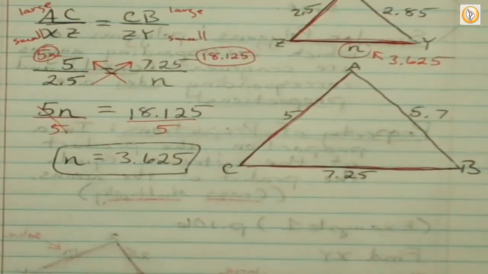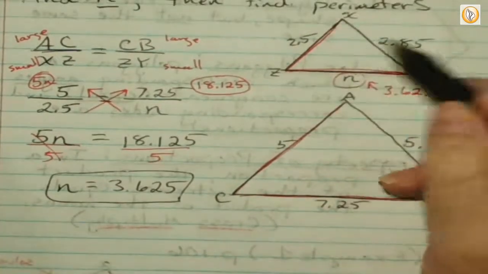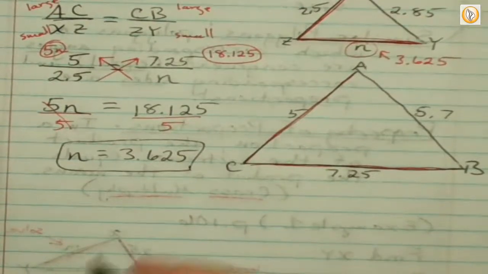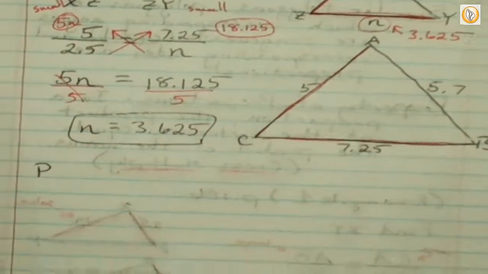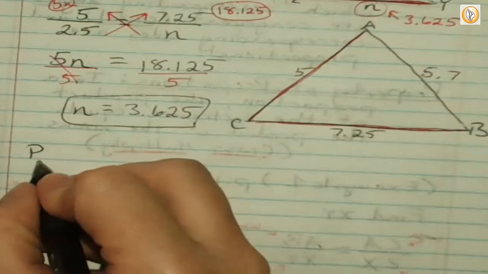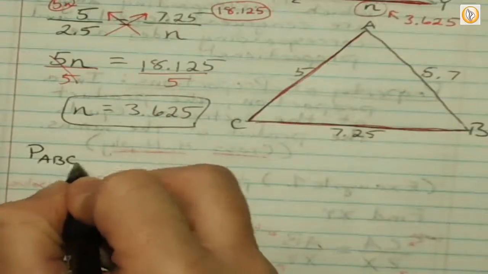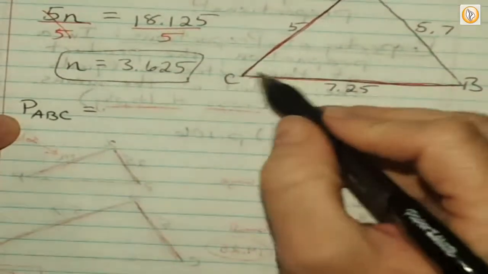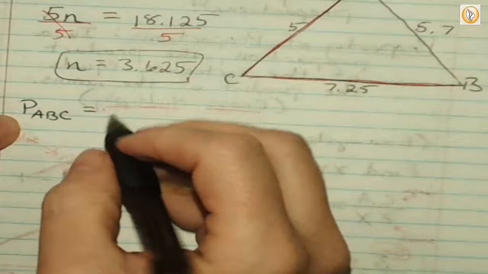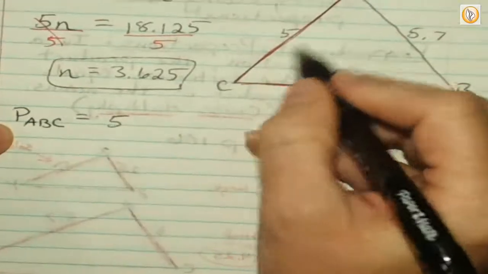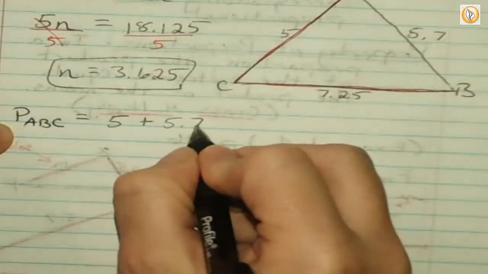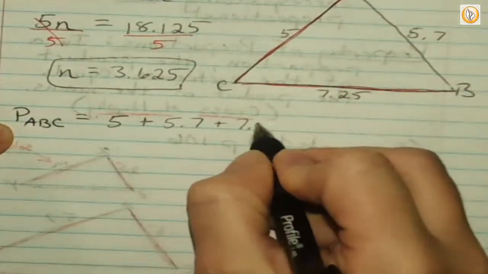So we solved that. But they said to also find perimeter. Perimeter, if you remember, is when you add up all the sides. And this is easy, but I want to show you how they wrote it in your book. P is perimeter. So the perimeter of triangle ABC. All you do is you add it all up. All the sides. 5 plus 5.7 plus 7.25.